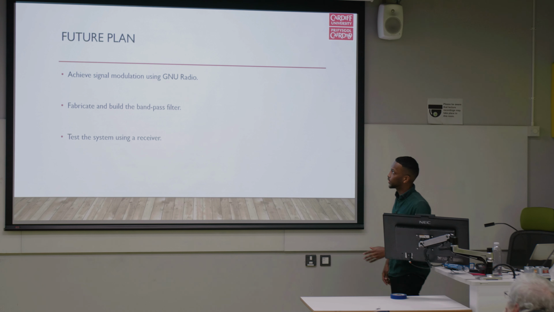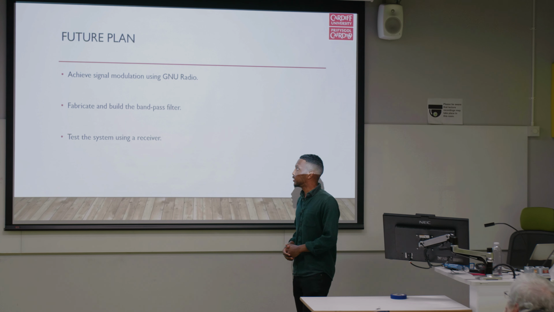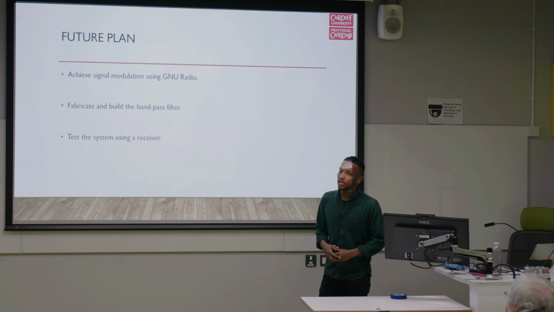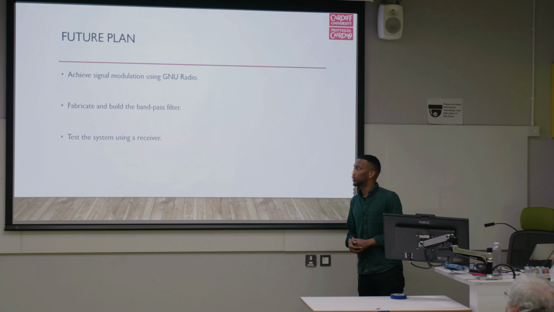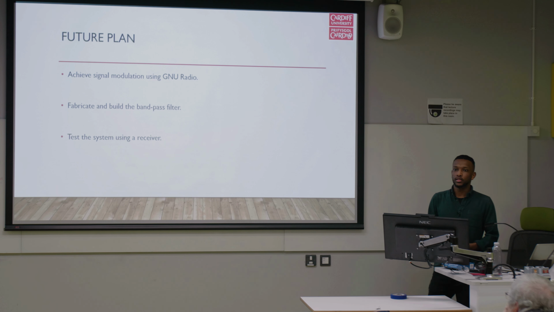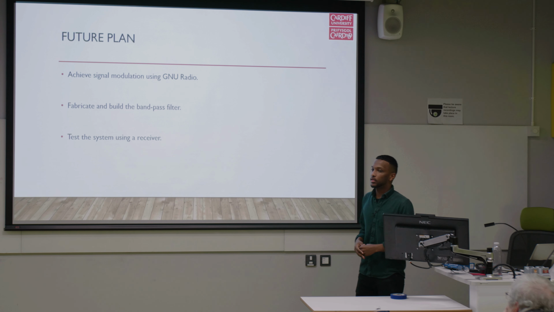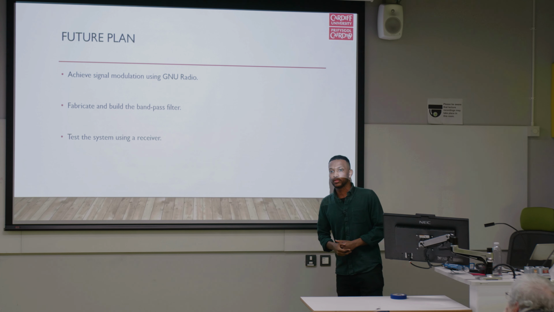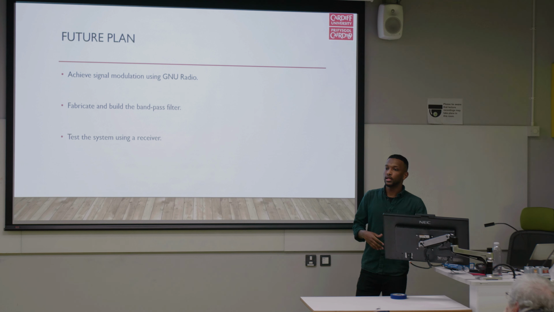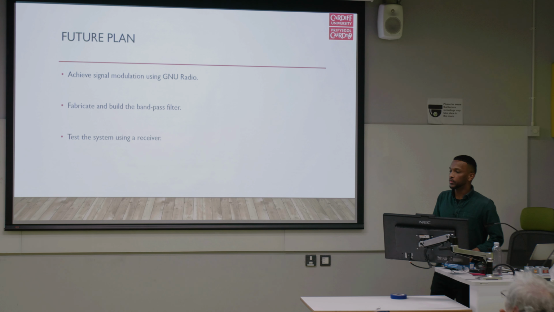Next, I'm going to achieve signal modulation within GNU Radio itself, then fabricate that bandpass filter I was talking about earlier, and then test the whole system to see if it can actually transmit and work. We're going to test it by Derek here building a receiver, with my transmitter, and then we're going to use Shem's power amplifier, and see on the receiver if I actually received the message that we've transmitted.